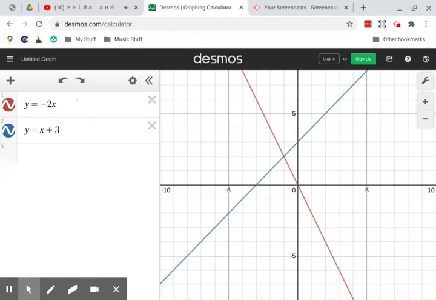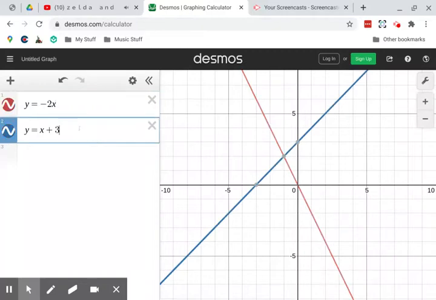graph. Here I've got two lines. One is y equals minus 2x, and that's the red line here. As you can see, it doesn't have a b value. The b value is plus 0, so it goes through the origin here. So there's our slope-intercept form. And then here's another one.